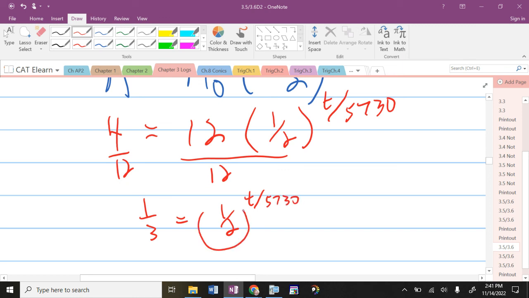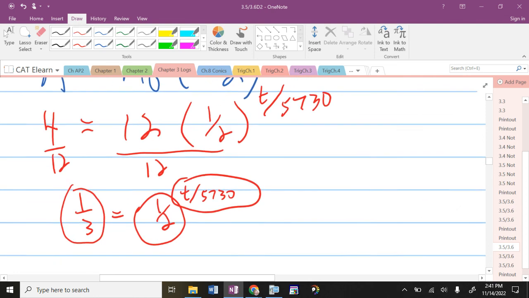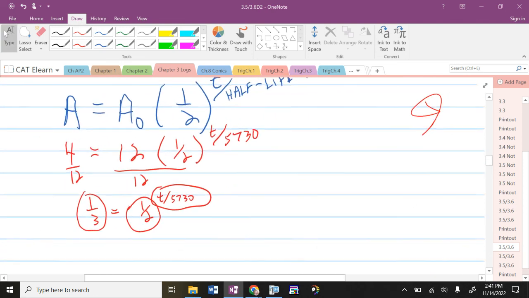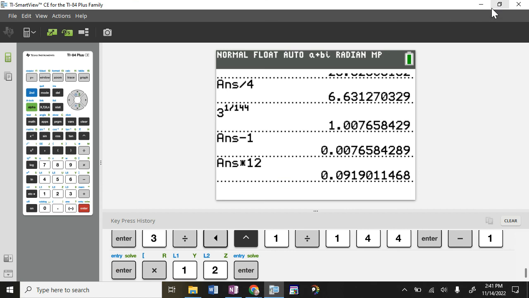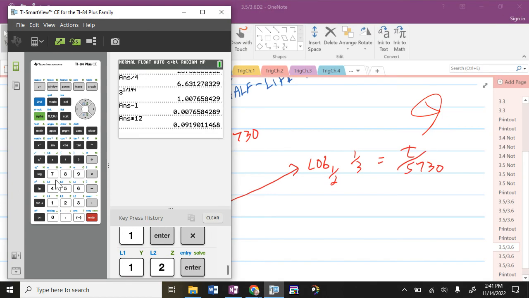And then how many positions do I have? 1, 2, say it. 3. What do I do next then? Change it to a what? Log. Log base half of 1/3 equals t over 5730. What would be the last thing you have to do? Multiply both sides by 5730. So I would do log 1 divided by 3.